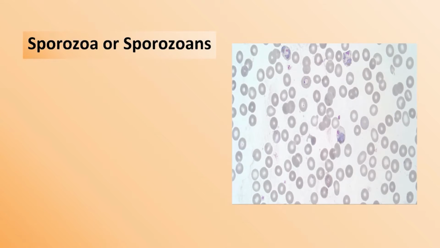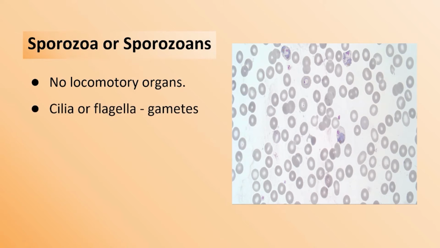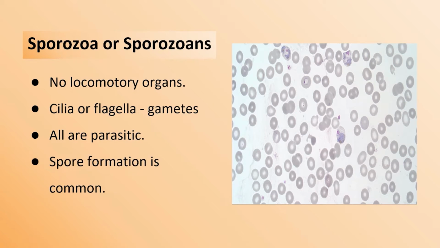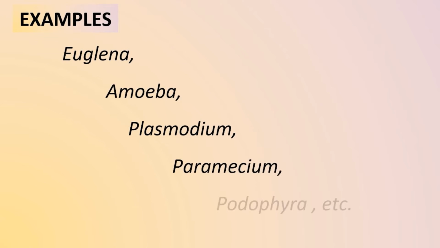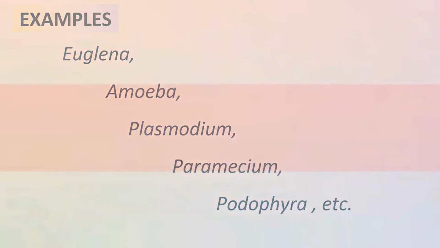Subphylum Sporozoa or Sporozoans. The organisms under this subphylum lack locomotory organs because of the tendency to form spores. The gametes of subphylum Sporozoa have either cilia or flagella for their locomotion. The organisms belonging to this subphylum are parasitic. The spore formation is the common function under this phylum. Example, Plasmodium. The examples of phylum Protozoa are Euglena, Amoeba, Plasmodium, Paramecium, Podophrya, etc.